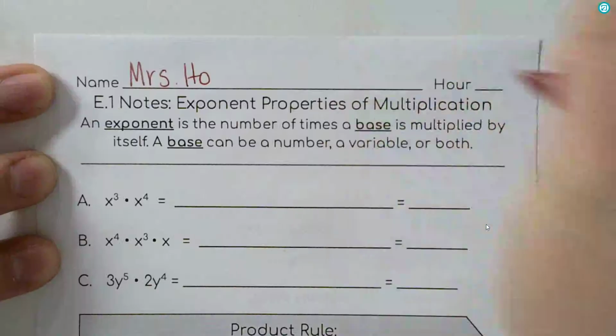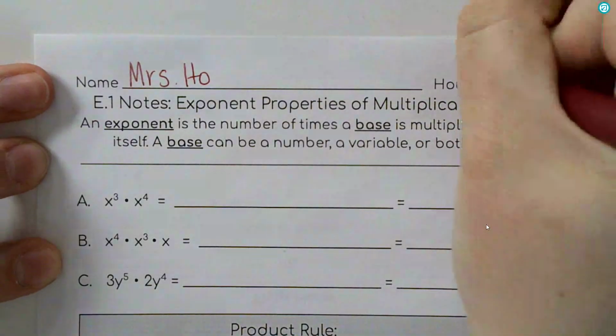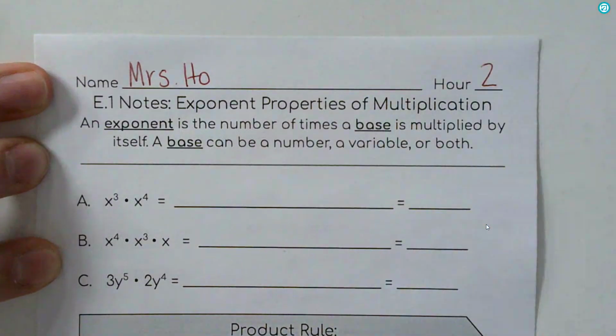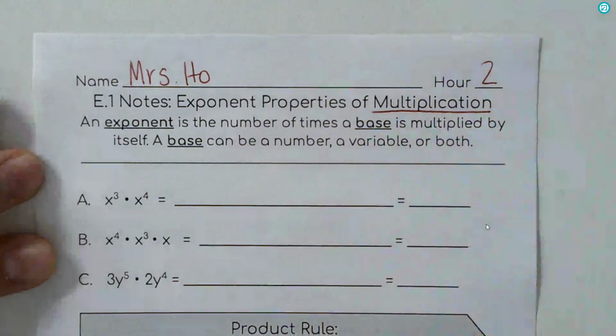Right. So we are going to go over 2 exponent rules today and then 2 tomorrow. Thursday is what I mean. Today we are going over 2 exponent rules of multiplication.